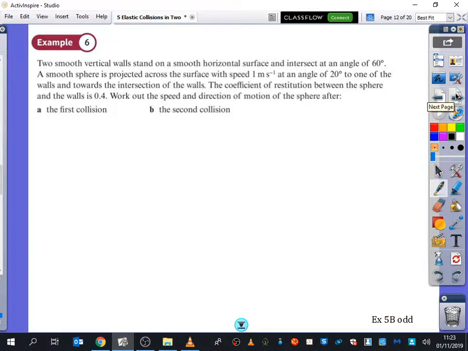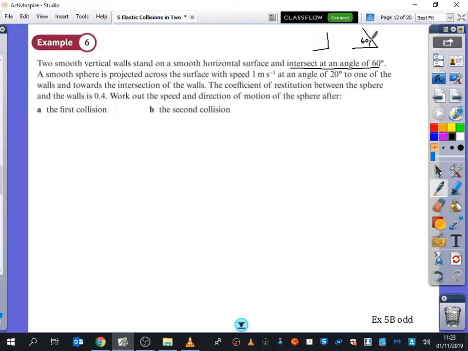This one is a little bit different. Let's just read through and see if we can figure out why this one here is different, and then you're going to do some questions for me. So this time, we've got two smooth vertical walls. Remember when we've talked about vertical walls, we're not meaning vertical, we're meaning bird's eye view. Stand on a smooth horizontal surface, and they intersect at an angle of 60 degrees. So there's the thing that's different. This time, the walls are not at right angles. This time, they are like this.